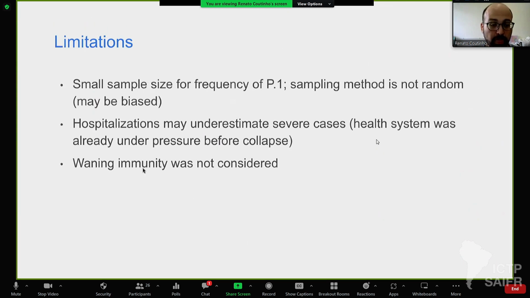And finally, we didn't consider waning immunity, right? So the only immunity that we consider here is original variant. People recovered from original variant were susceptible to reinfection by the new variant. But it could be that there was something else, okay? It could also be that perhaps people that had COVID, the original variant in October, were pretty much well protected, but people that had COVID in April, after 6 months, after 8 months, were no longer protected.